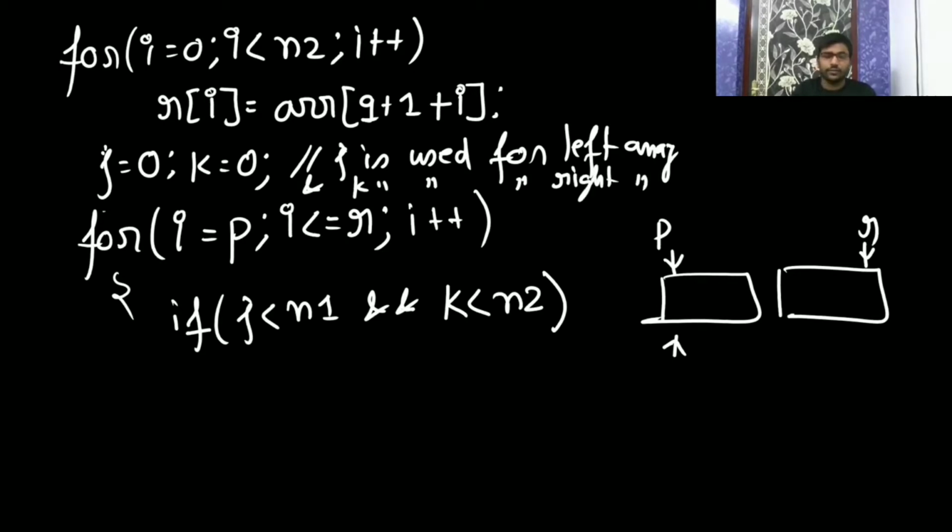Now I will compare. The indices should be in range, meaning j should be smaller than the size n1 and k should be smaller than the size n2. Because if it goes out of that, then how can we compare? In the algorithm we have assumed some infinity number, but actually how can we write some infinity number? Some big number like infinity.